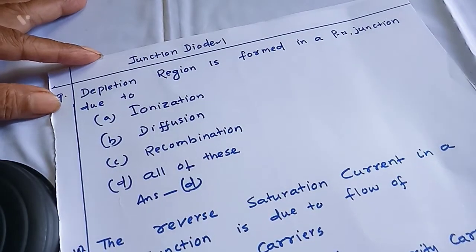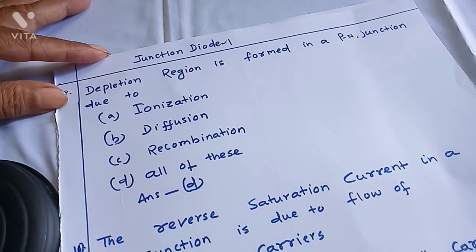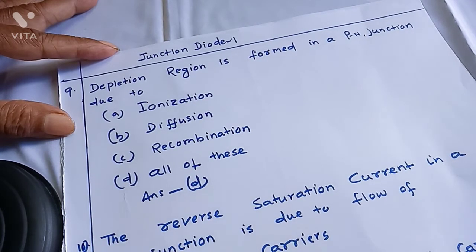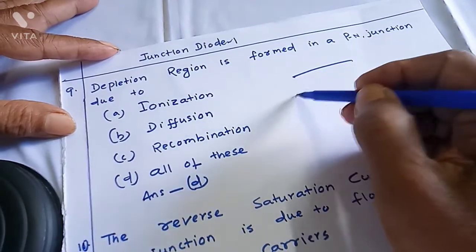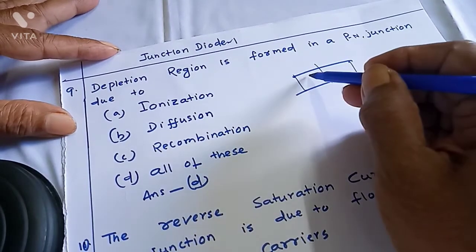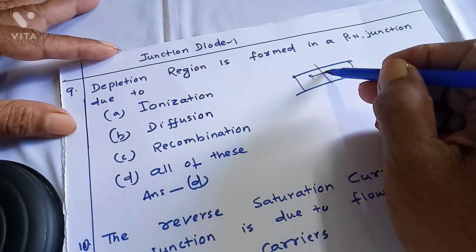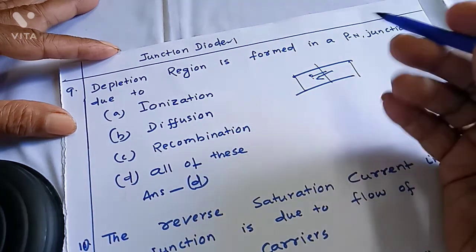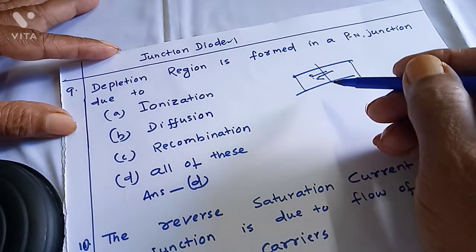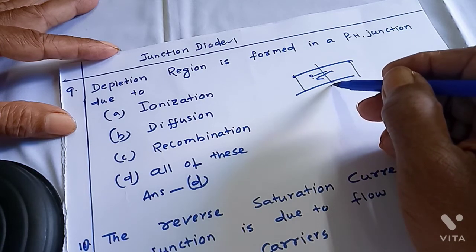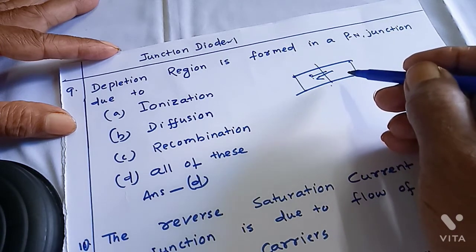depletion region is formed in a PN junction due to ionization, diffusion, recombination, all of this. Answer is all of this. Now at the junction, because of the diffusion, charges from P region get depleted and charges from N region get depleted. It is because of diffusion. Ionization refers here to the hole electron pair production due to thermal effect.